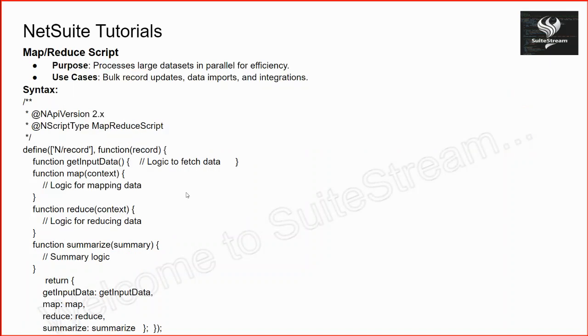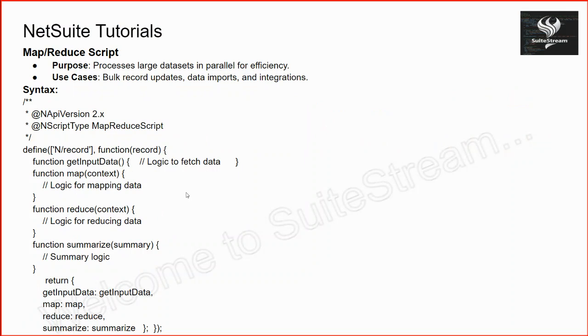Next is the map/reduce script. This is a batch processing job that handles large data processing in parallel for efficiency. Use cases include bulk record updates, data import and integration purposes, and batch jobs. For example, we are doing some integration from a server, downloading the data from the server and processing it in batches, so it will create bulk records at a time. It can handle a large volume of data.